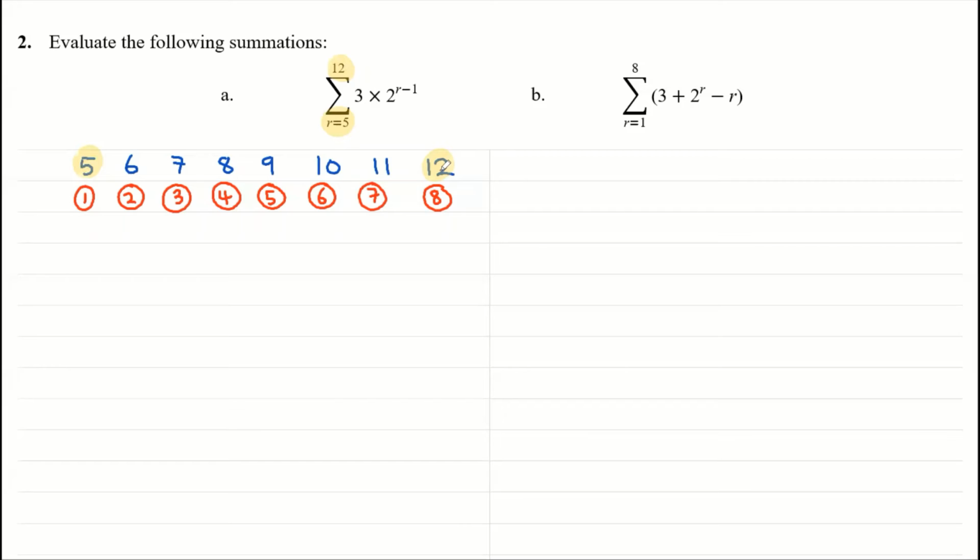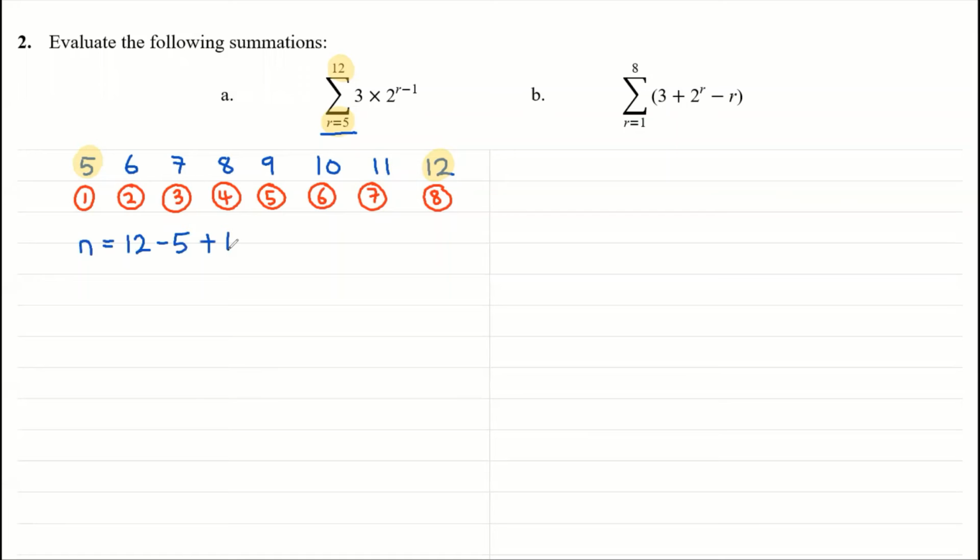Now, this is important because if you were asked to evaluate this summation, you might be thinking, well, how many terms am I going to sum over if I'm going from r equals 5 to r equals 12? Well, you might think the n value would just be 12 subtract 5. Now, that would give us 7, which is 1 less, because remember, of course, the r equals 5 has to be counted also. So we need to add 1.